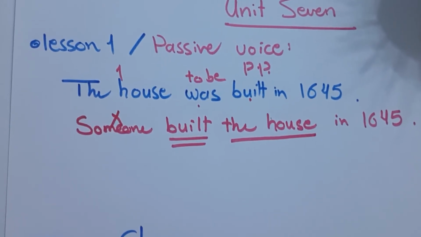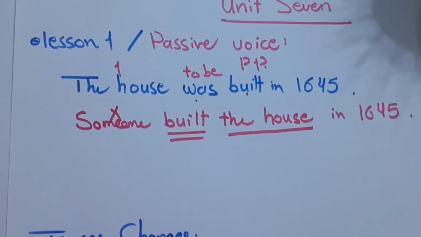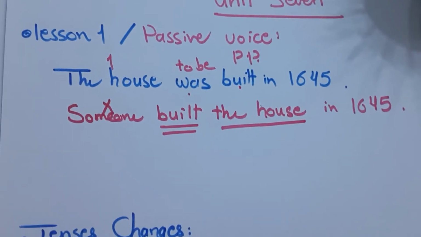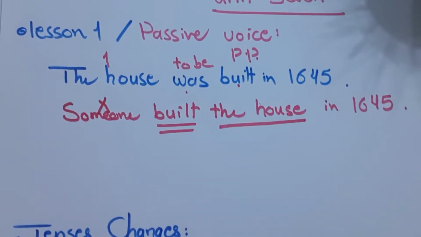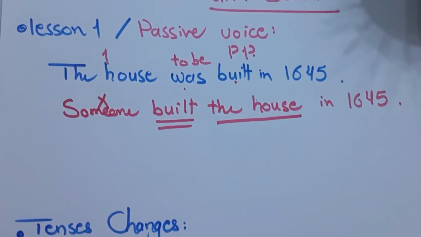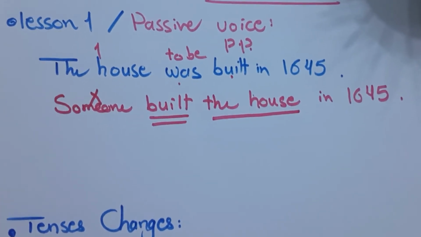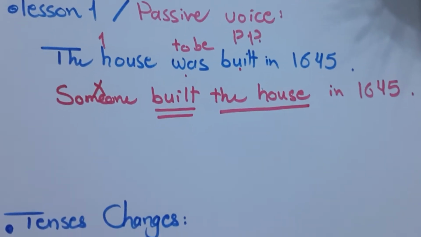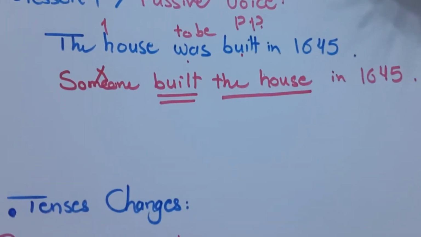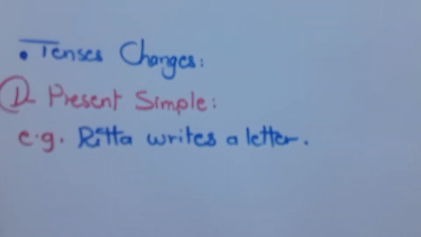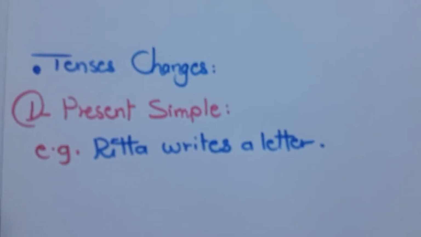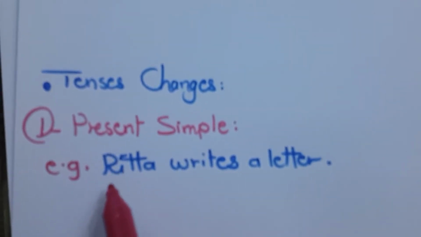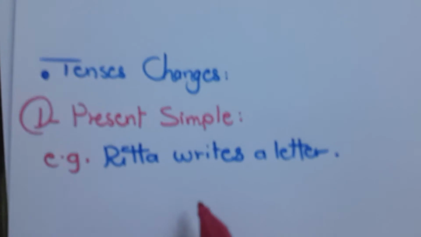Sometimes it's important, or we feel it gives sense to the sentence, to mention the subject, and it's mentioned at the end of the sentence preceded by the preposition by. Let's now apply these rules on the different tenses with different examples. The first example is in the present simple tense.